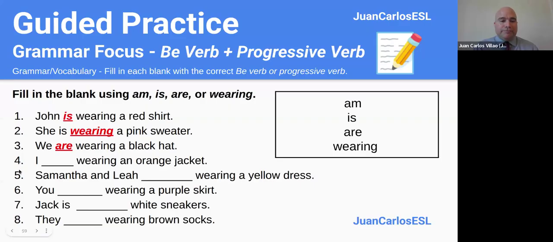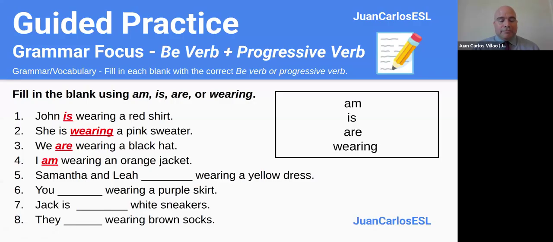Number 4. Whenever it's first person I, you will say I am. I am wearing an orange jacket. Wearing again is also included, so we won't be using it again. So you know the answer is a be verb, and the subject is I in first person, so you have to use am. I am wearing an orange jacket. Yo tengo puesto una chaqueta o una chompa anaranjada.